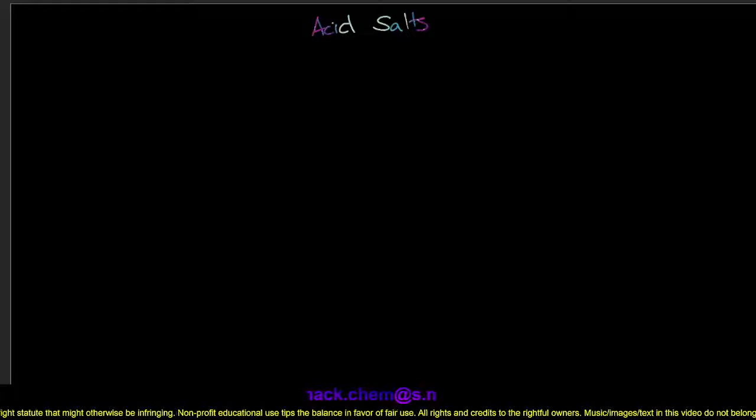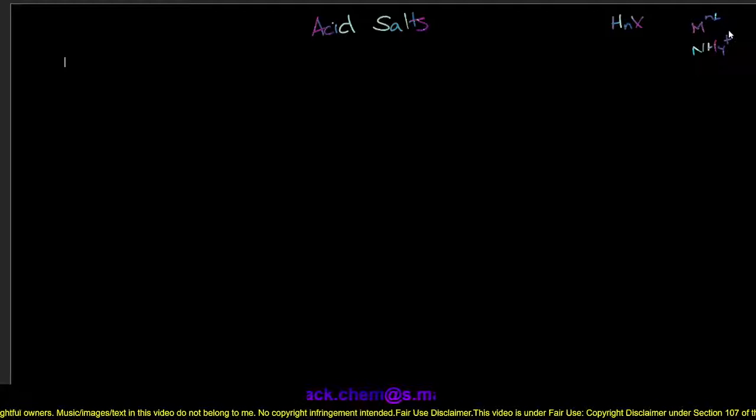Hi guys, in this video, I will be looking at writing the equations which show how acid salts are formed. Remember that a salt is a compound formed when some or all of the hydrogen ions in an acid have been replaced by metal ions or ammonium ions.